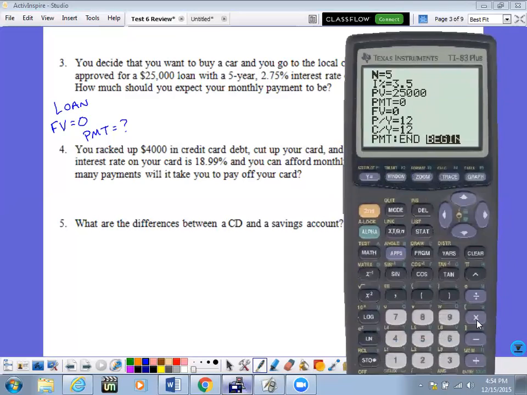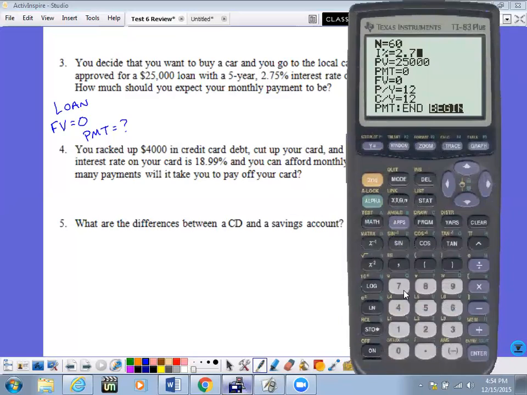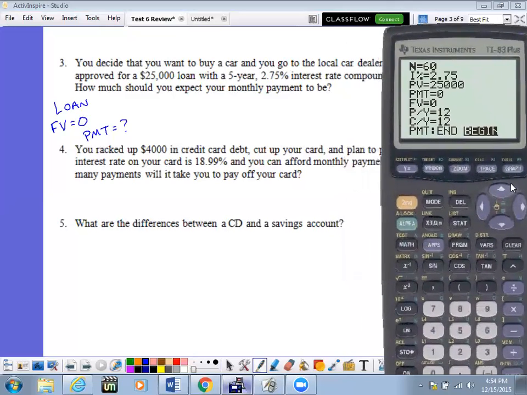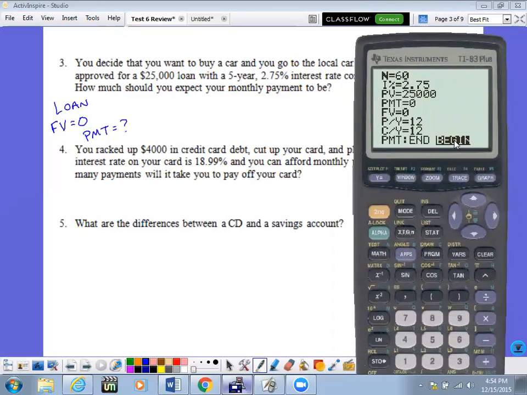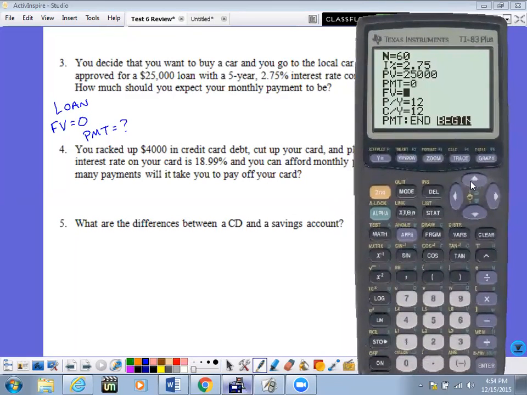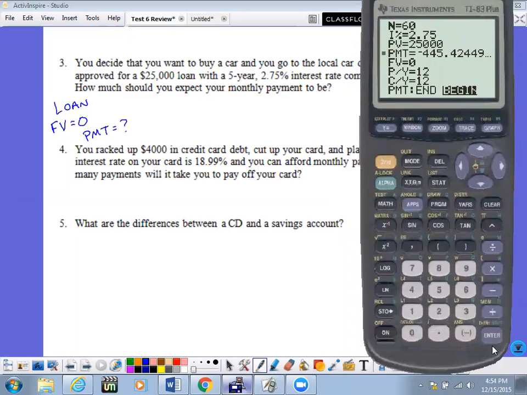So N is 5 times 12, and the interest rate is 2.75. PV we've already decided. We want to know how much your payments are going to be. Before we do that, let's double check that this is right. Monthly payments means that your payments are going to be 12 per year, so that's correct. And then it says interest rate compounded monthly. Since it says compounded monthly, we'll have 12 as well. We're going to leave our payment occurring at the beginning because it's a loan, and we're going to solve for our payment. So alpha enter, and we get a payment of $445.42.